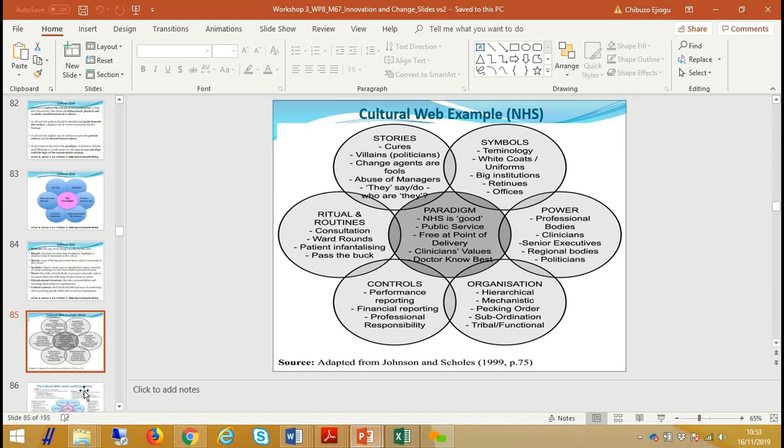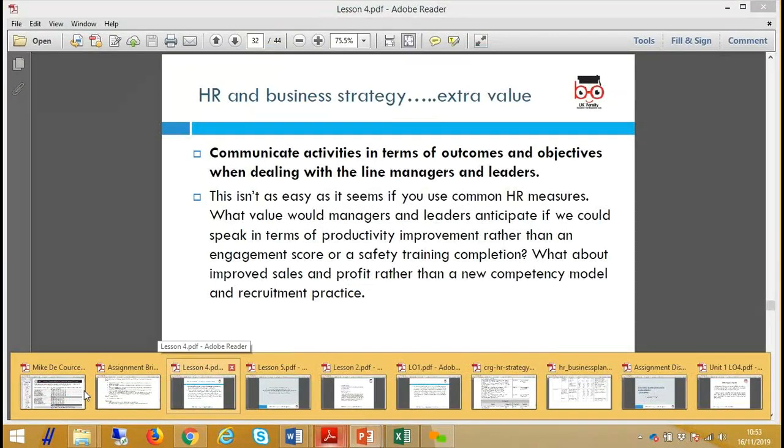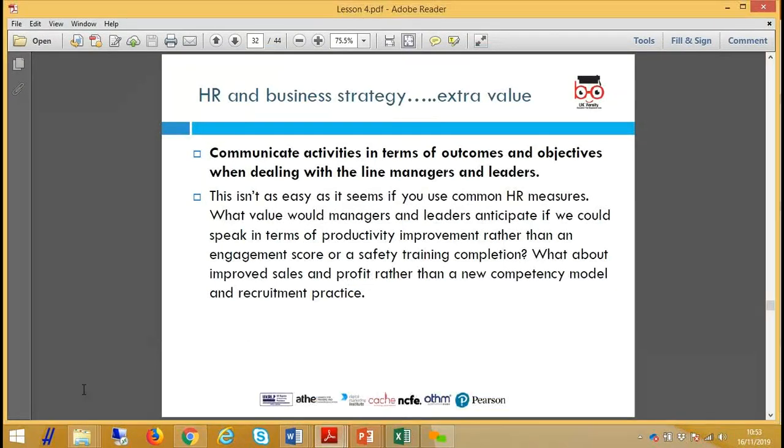What are the kind of symbols they have? The white coats, very important to them. That image of a professional doctor, right, and so on and so forth. The stories of how they invented penicillin or one treatment or the other. These are important routines. Every morning by 10 a.m. they do a ward round. Doctors must go bed to bed and see every single patient who has been admitted overnight, and so on and so forth. So this is another model you can use if you are looking at organizational culture, quite interesting.